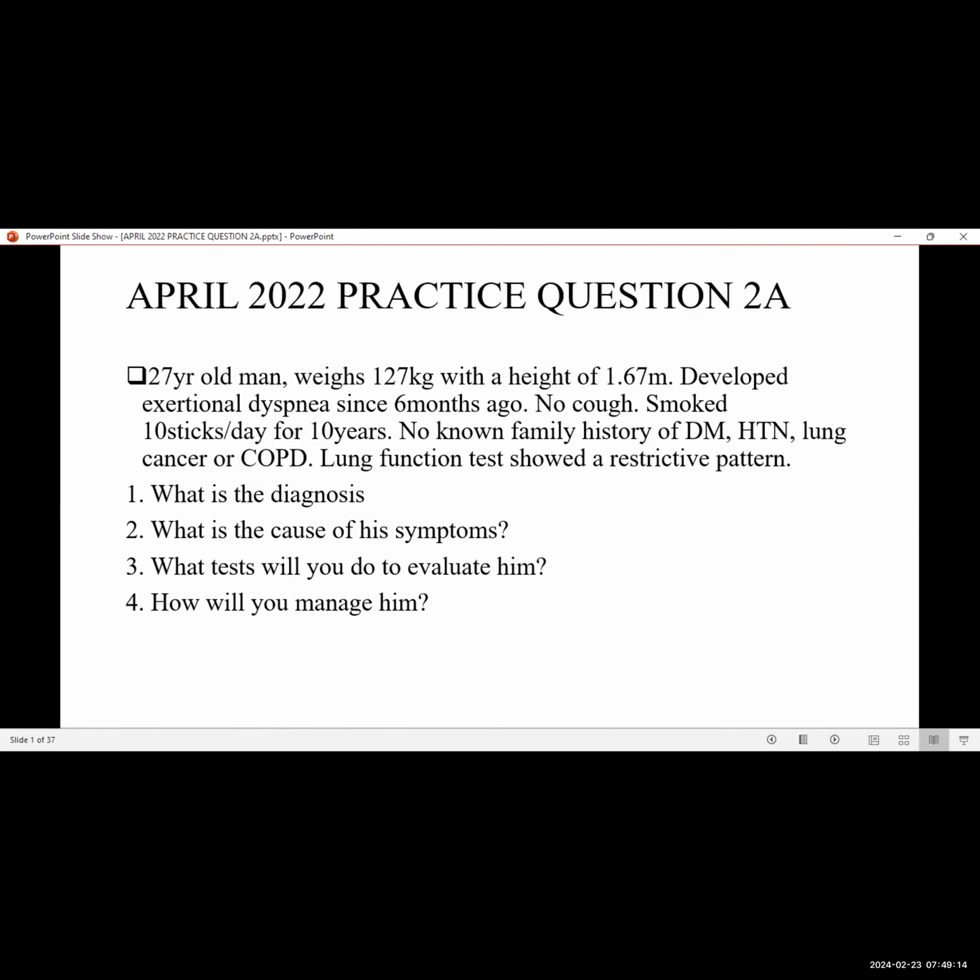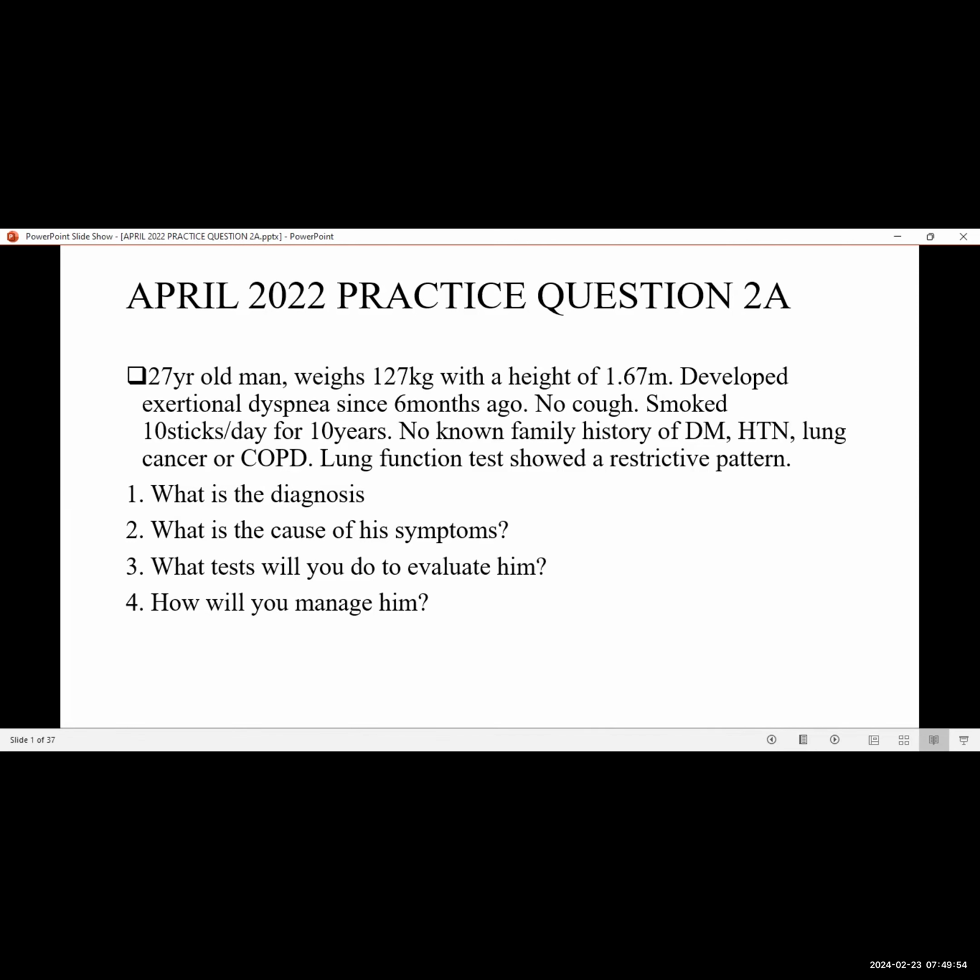I'll be taking April 2022 practice question 2A, and it goes this way. A 27-year-old man weighs 127 kilograms with a height of 1.67 meters, developed exertional dyspnea since 6 months ago, no cough, smoked 10 sticks per day of cigarette for 10 years, no known family history of diabetes, hypertension, lung cancer, or chronic obstructive pulmonary disease. Lung function tests showed a restrictive pattern.